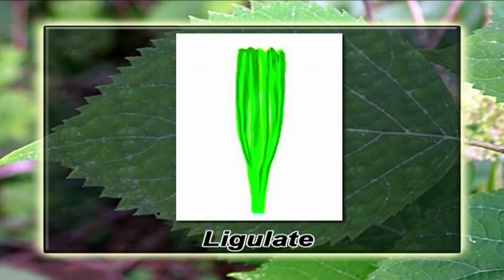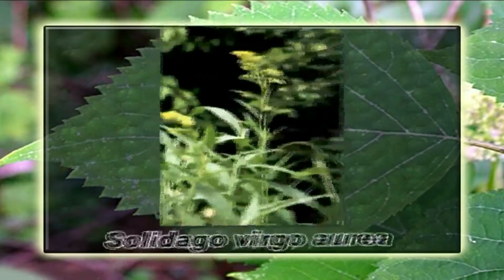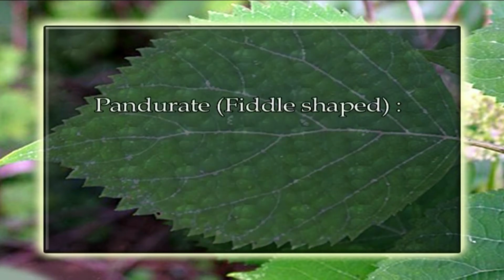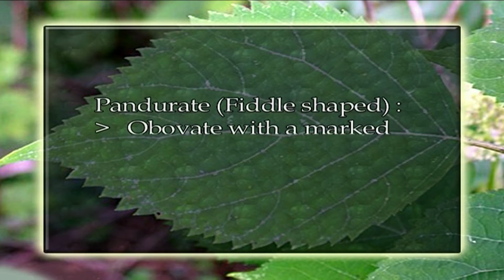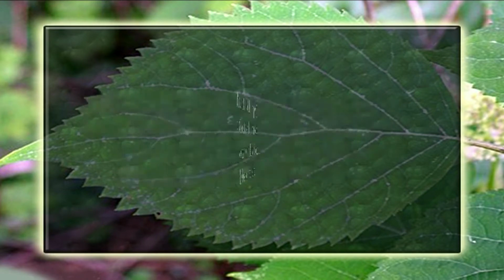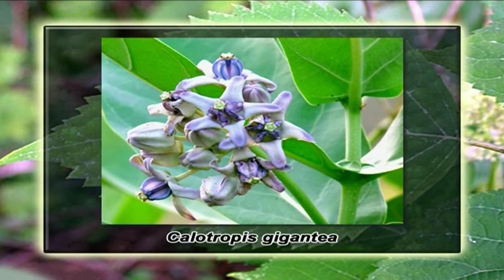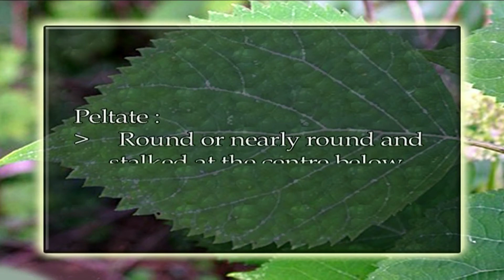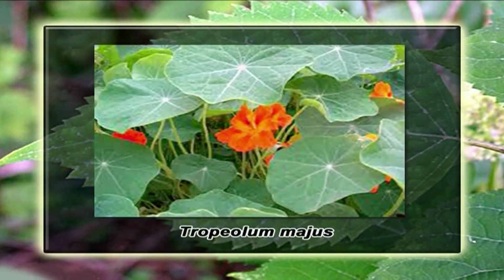Ligulate, narrowly cuneate tongue-like structure with a transversely cut and irregularly lobed or incised tip. For example, Solidago virgaurea. Pandurate, fiddle-shaped, obovate with a marked concavity slightly above the base on each side. For example, Calotropis gigantea. Then peltate, round or nearly round and stalked at the center below. For example, Tropaeolum majus.